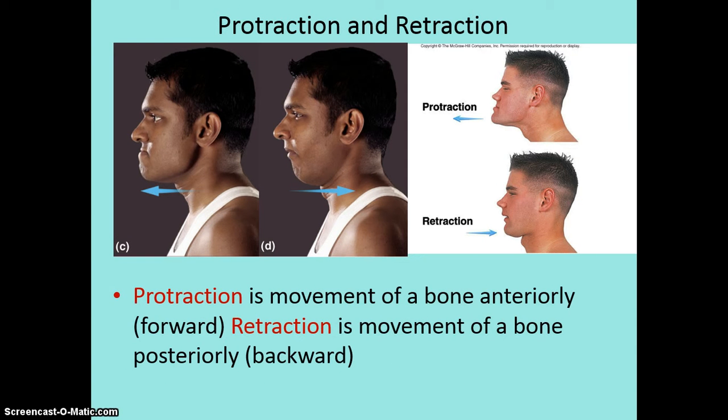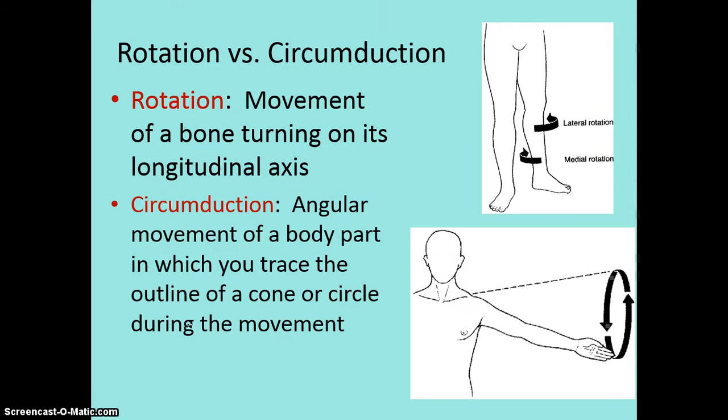Protraction and retraction. This means to move a bone anteriorly or forward is to protract, and to move a bone back or posteriorly is to retract. You'll see these gentlemen here are protracting and retracting the mandible. You can do the same with your scapulae. So if you curl your shoulders forward, that would be protraction of the scapulae. If you bring your shoulders back, like when you stick out your chest, that is retraction of the scapulae.